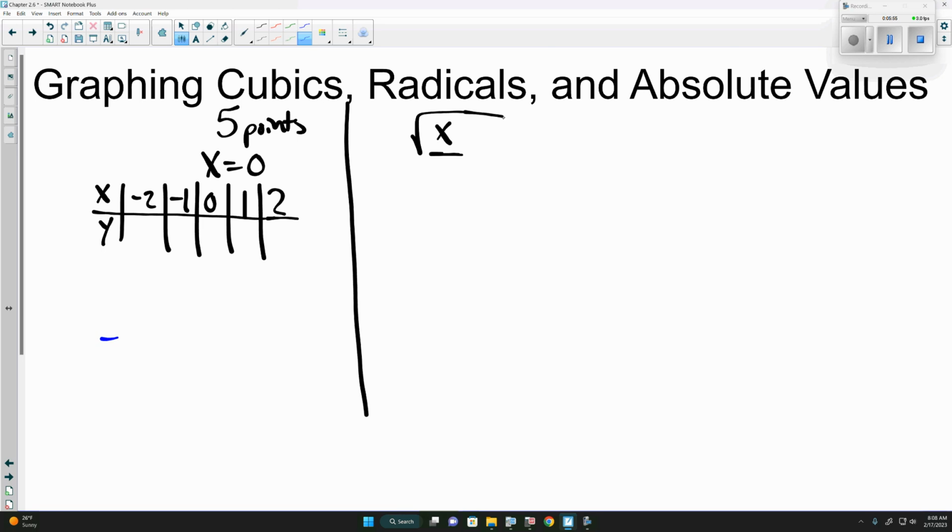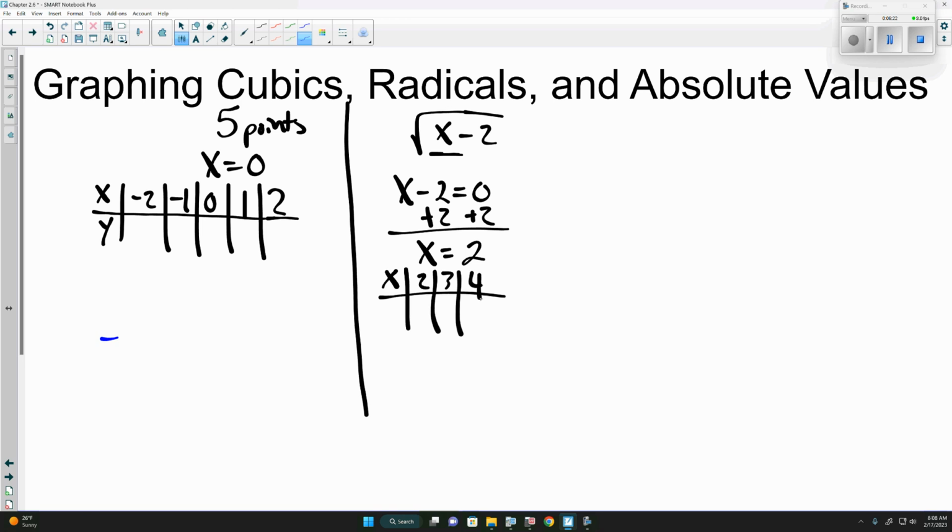So if we had the square root of x minus 2, I can set x minus 2 equals 0, which just tells me that the first x value that we could possibly have is 2. And that's going to be my first spot. Now from there, depending on the function, we can start off with x is 2, 3, 4, going on that way, and get multiple points going from there.